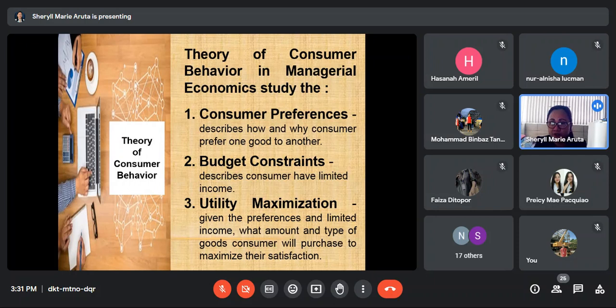Do we have questions or clarifications on the lesson that was presented to the group about consumer preference? I guess none. Silence means no. Okay, so none. Faiza, do you have a concern? No more, ma'am. Okay. So, I hope everything is clear on the discussion this afternoon. If there are none, then I guess we're good to go for this afternoon.